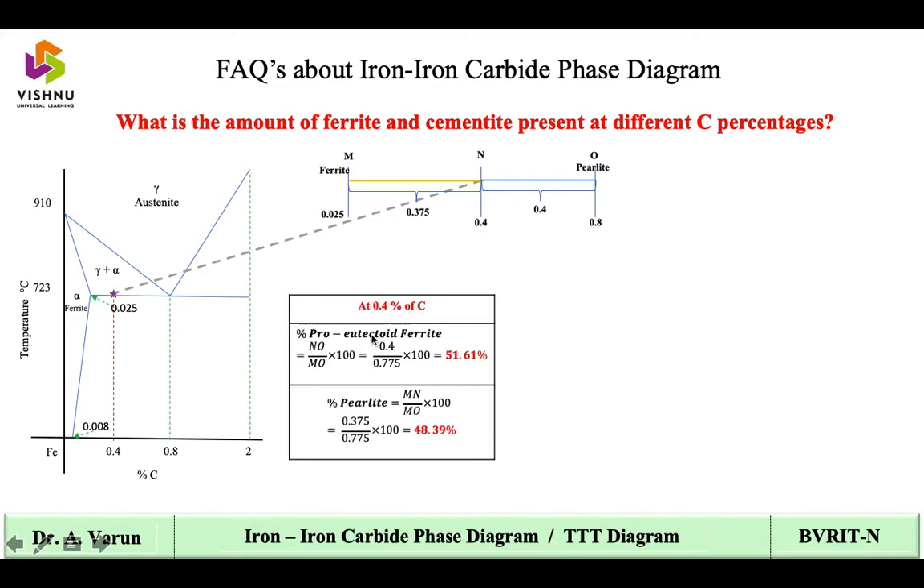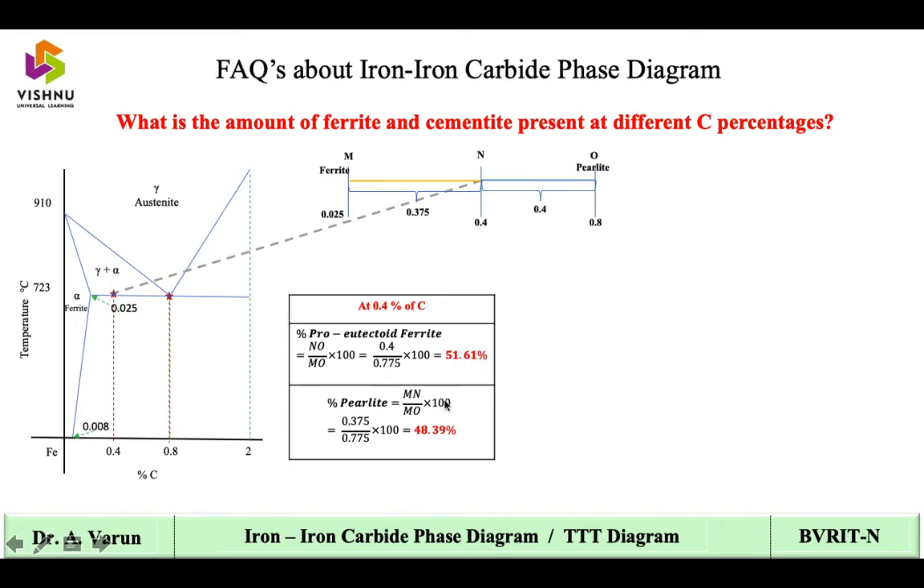So at 0.4 percentage of carbon, the percentage of proeutectoid ferrite is, if I want ferrite, I am supposed to take this length, which is NO by the total length, MO, into 100. That will be 0.4 by 0.4 plus 0.375, which gives 0.775, into 100, which is nothing but 51.61 percentage. Similarly, for pearlite, you may take it as 100 minus 51, which is also right, or you may calculate MN by MO into 100, which gives 0.375 by 0.775 into 100, which is 48.39 percentage, more or less 50-50 at 0.4 percentage of carbon.